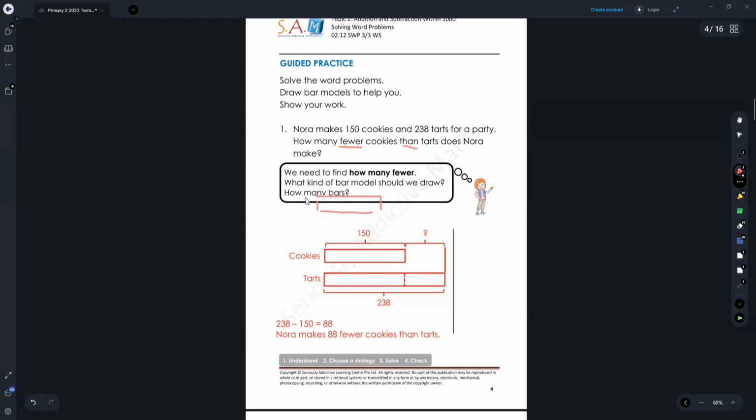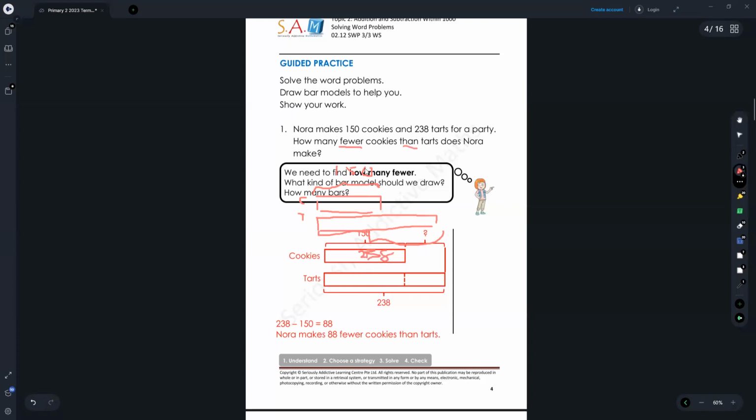Can use C to represent cookies for short. And then tarts is a longer bar, because 238 is more than 150. Approximately, they have to get it correctly. Then remember to get them to label the quantity. So cookies is 150, and then the tarts is 238. Sorry, it's a bit messy here, but I think you get what I mean.